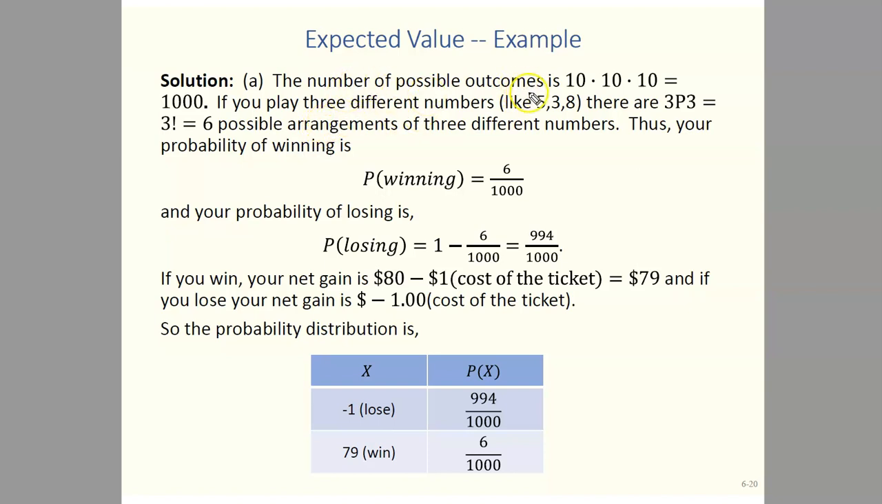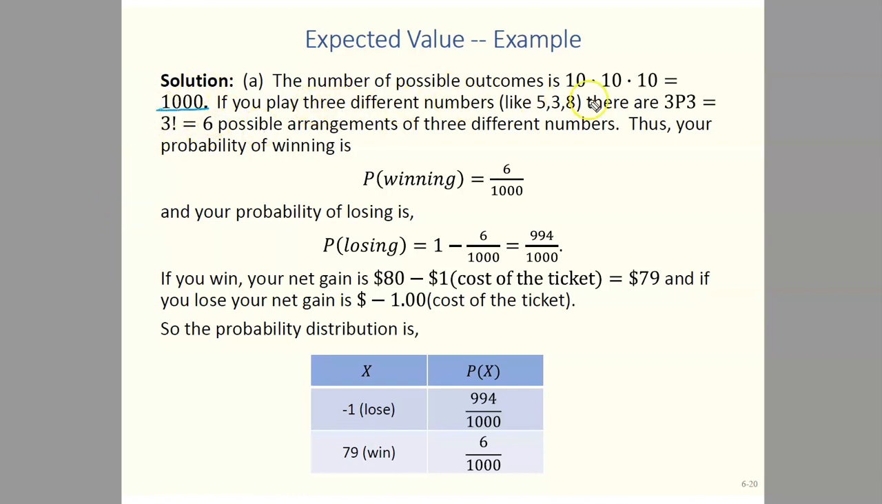Now recall from our previous discussions that the number of possible outcomes for this lottery is 10 times 10 times 10, or 1,000. You get that just by multiplying the number of selections from bin 1, which is 10, times the number of possible selections from bin 2, which is 10, times the number of possible selections from bin 3, which is 10. So we have 1,000 possible outcomes.